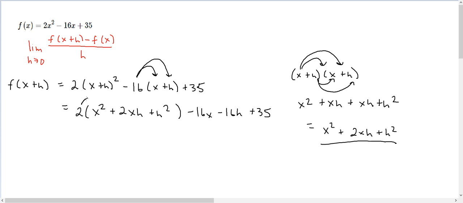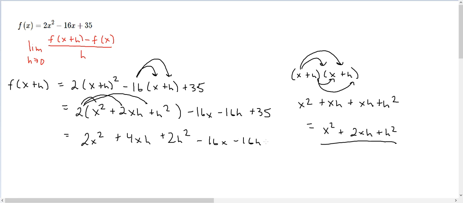Now I'm going to distribute this 2 to all these terms. So we have 2 times x squared, which is 2x squared. 2 times 2xh is 4xh. And 2 times h squared is 2h squared. And we're still going to have all this stuff at the end. Alright, so now that we have our fully simplified f of x plus h function, I don't want to erase that.